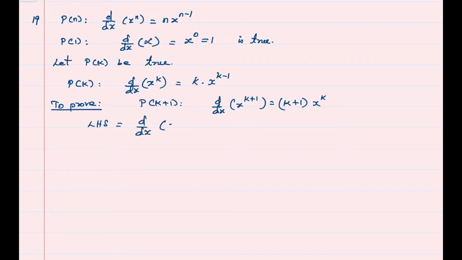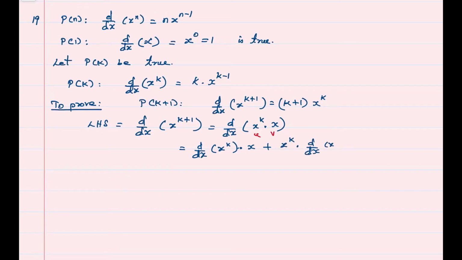by dx of x raised to k plus 1, and this can be split and written as x raised to k times x. To differentiate this, we will use the product rule, which will be d by dx of x raised to k times x, plus x raised to k times d by dx of x. And this result we can substitute from p of k, which is k times x raised to k minus 1 into x, plus x power k times dx by dx, which is 1. This is k times x power, we will add the exponents, k minus 1 plus 1 will become k, plus x raised to k. X raised to k is common and we get k plus 1, which is the right hand side.